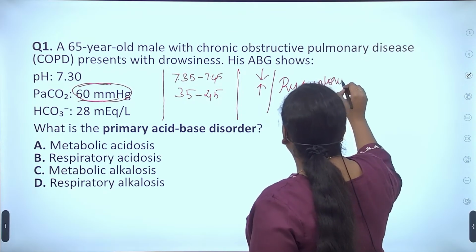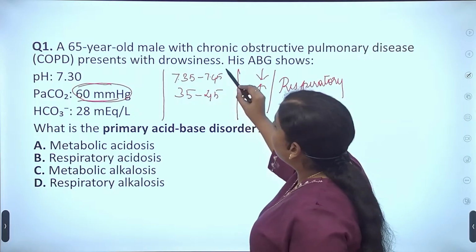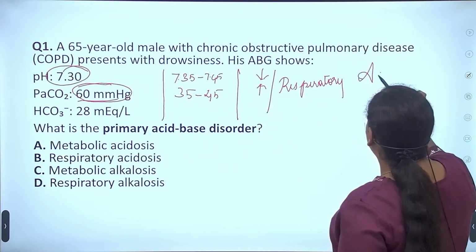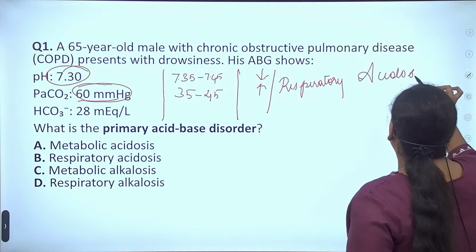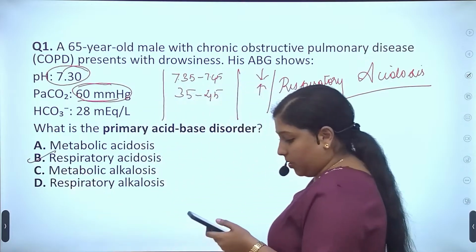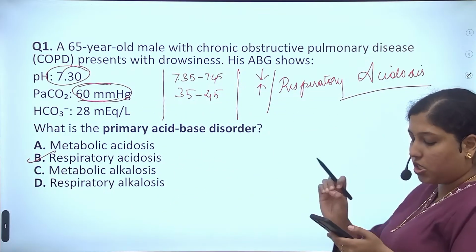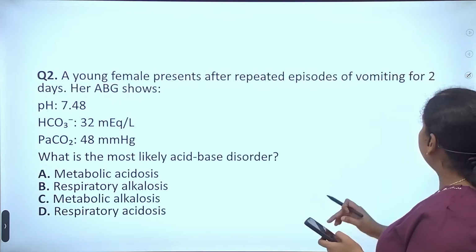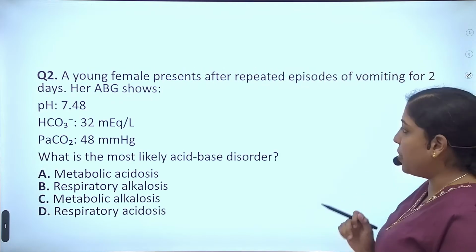Then we identify that the pH is low, so it is respiratory acidosis. So B is the correct answer. A big round of applause to all the students who have answered it correctly. So next, the next question is ready, dear children.